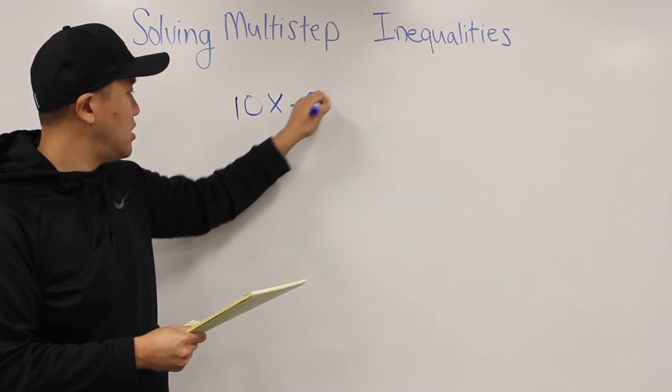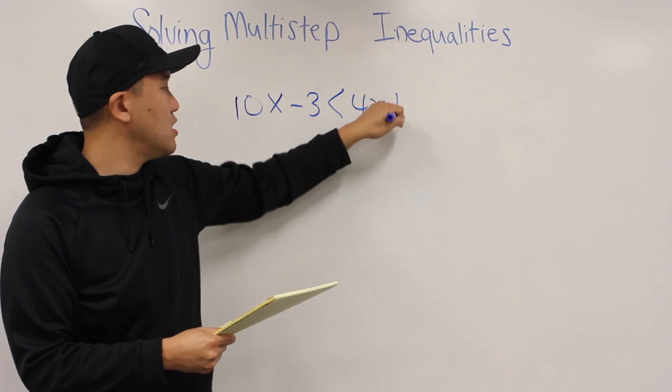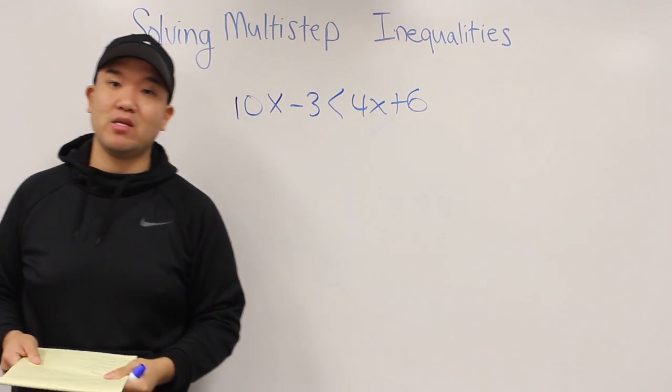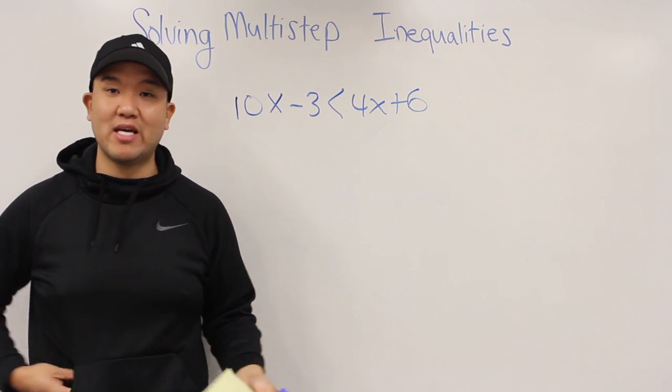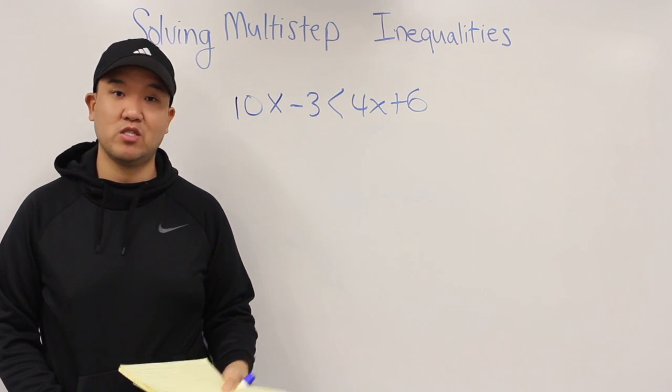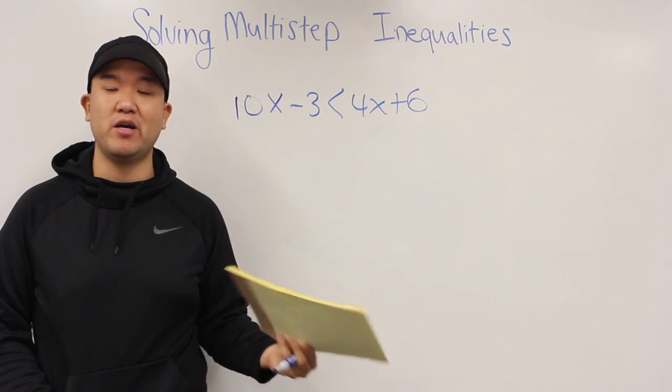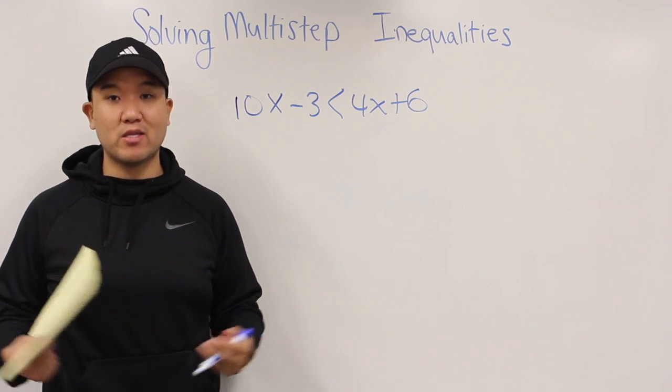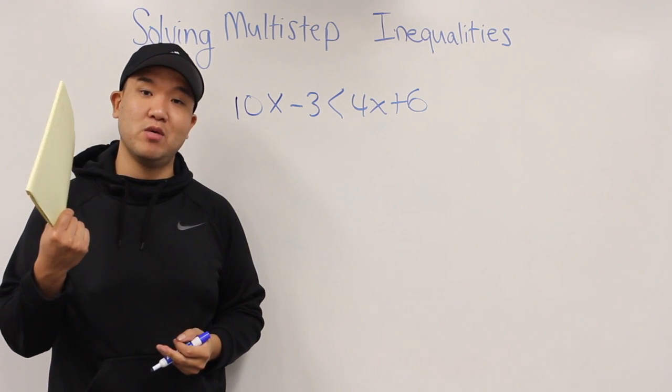10x minus 3 is less than 4x plus 6. Multi-step, x is on both sides. Get it to one side. I don't care which side you want to move it to. I'll try to avoid negatives because there's extra rules when we multiply, divide by negative. But whichever way, you will get the same answer. So try your best. 30 seconds to a minute and go.